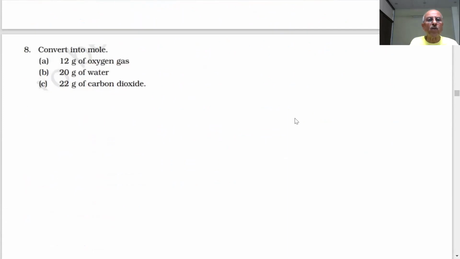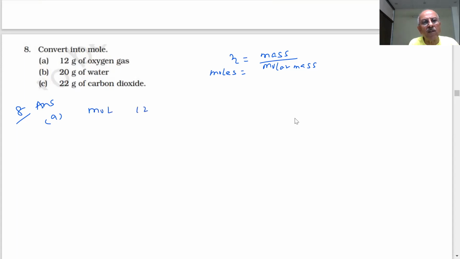Next question, convert into moles. Last time we told you what a mole is and how to get moles. If you want to calculate moles, and you know the mass, then mass divided by molar mass gives us moles. So what will be the moles in 12 gram of oxygen gas? O2 gas will be O2. So what will be that?